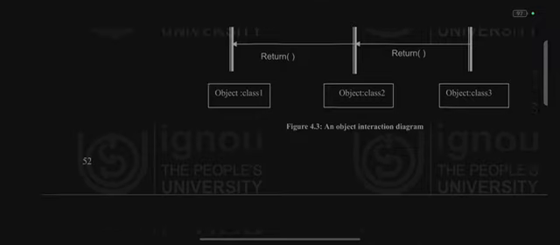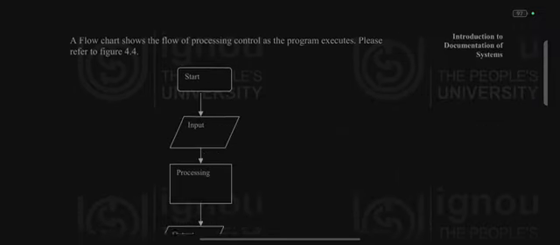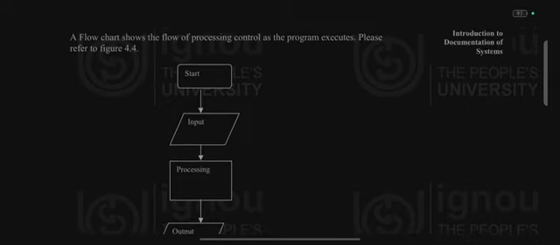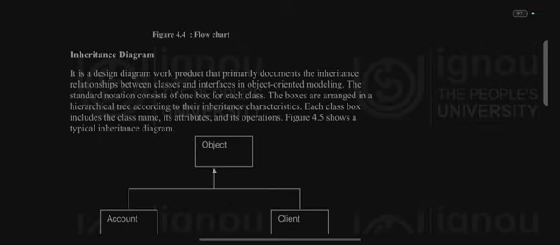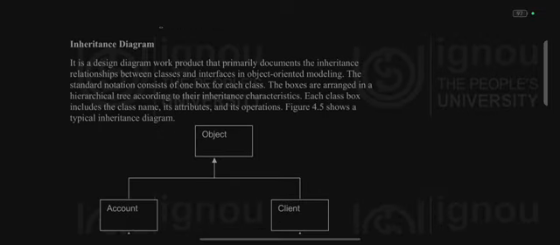Then comes a flow chart, which shows the flow of processing control as the program executes. Please refer to figure 4.4. Start, input, processing, output, and the flowchart. Now comes the inheritance diagram. It is a design diagram work product that primarily documents the inheritance relationships between classes and interfaces.